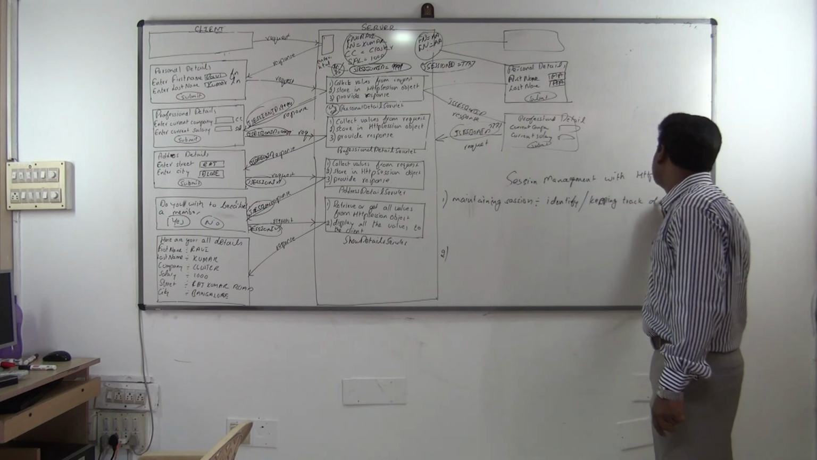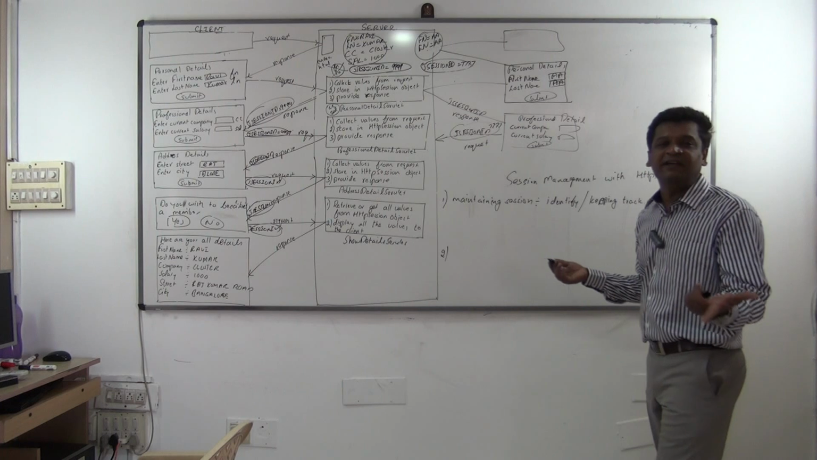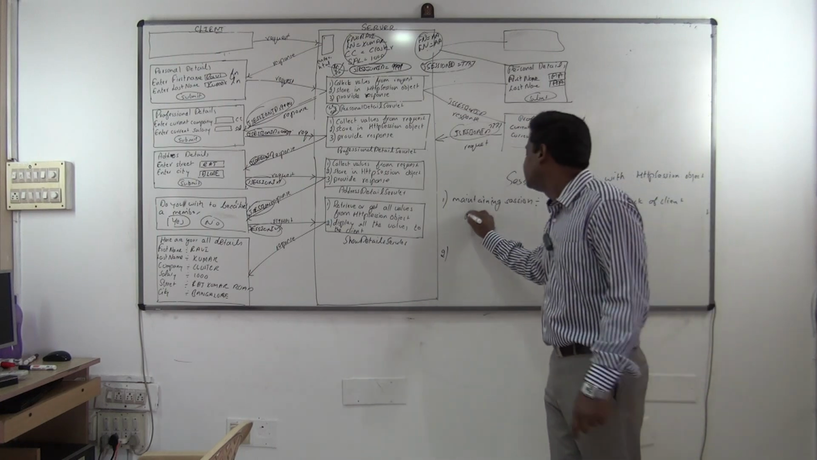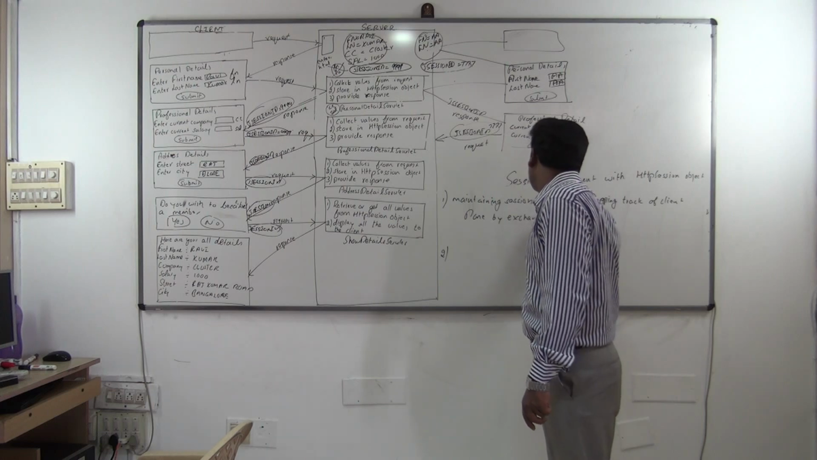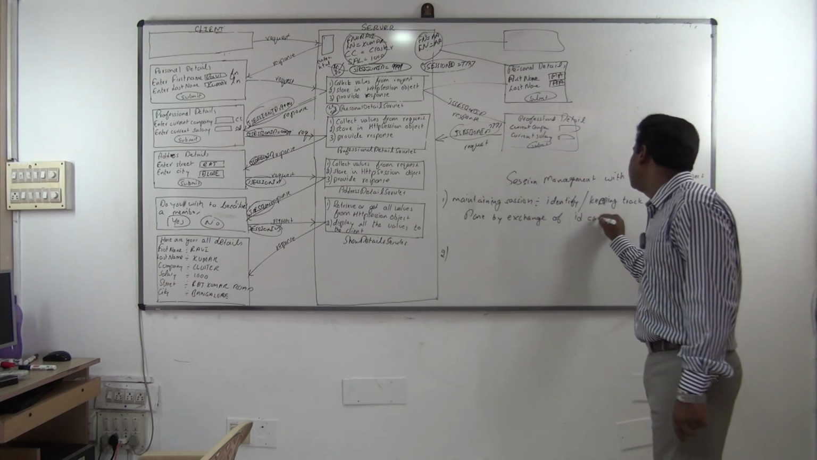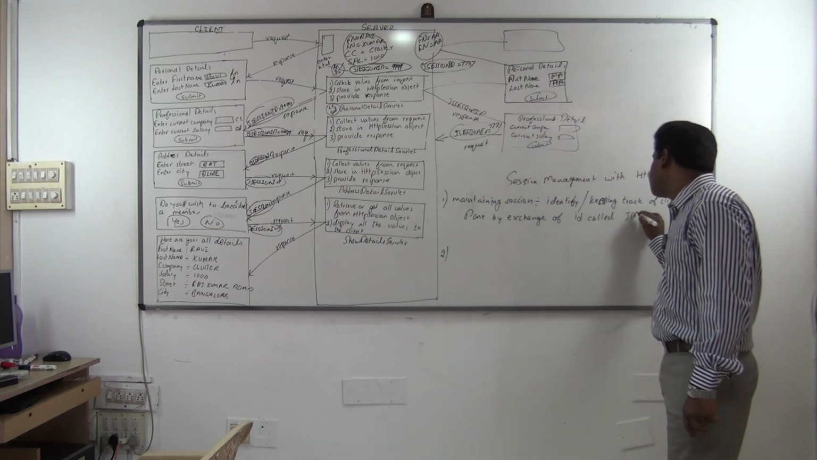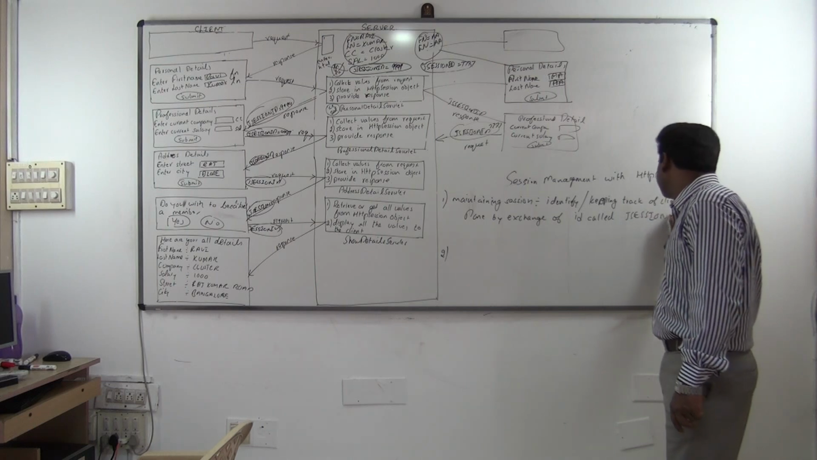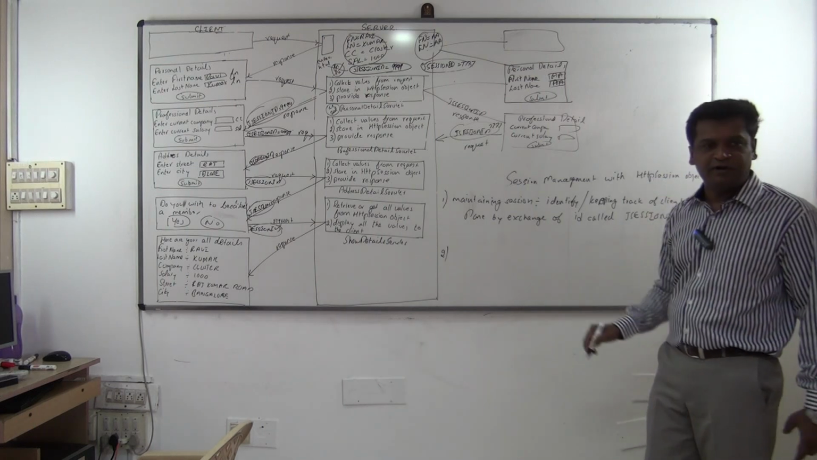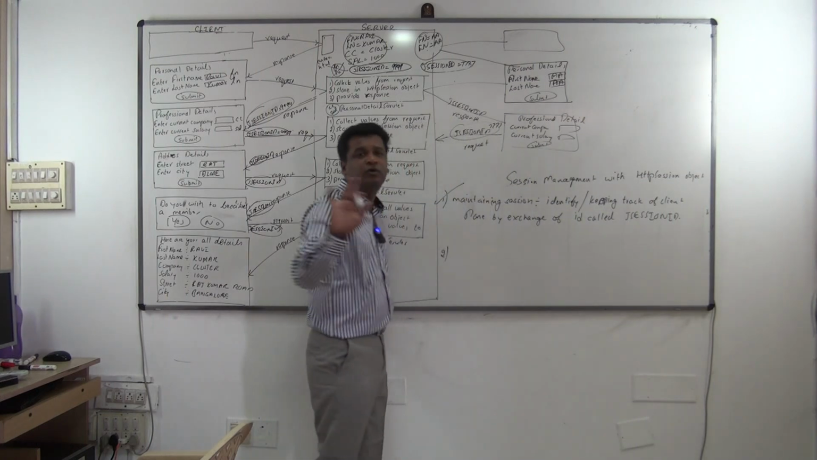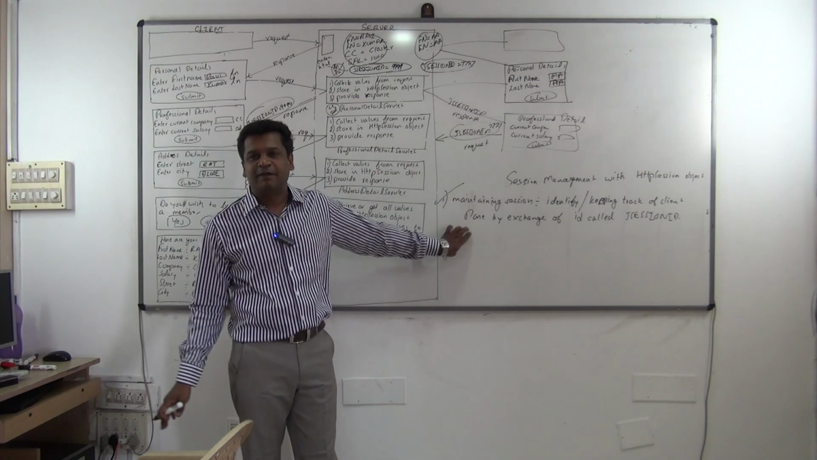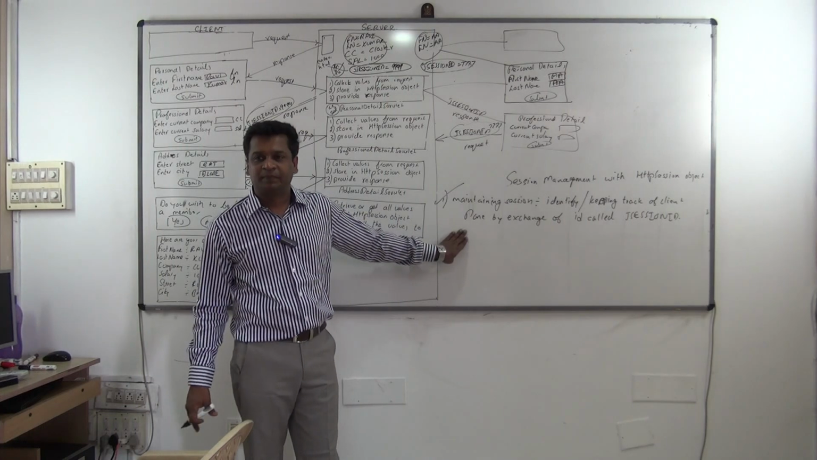How will it keep track? By exchanging an ID, that's all. This will be done by the exchange of an ID called the JSession ID. Very important. Understood? This happens implicitly for us. You do not have to worry. This is happening implicitly. Understood?